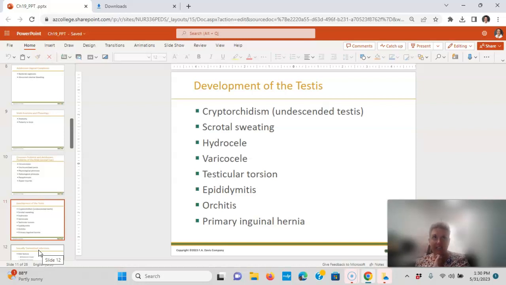Cryptorchidism is the undescended testes. So know that word. That's when it fails to come into the scrotum. It may be in the inguinal canal or even higher up in the groin. So they will be palpated on exam upon delivery. We refer to urology, like I said, and if by age 2 it's not down, then we start talking about potentially having to have surgery.